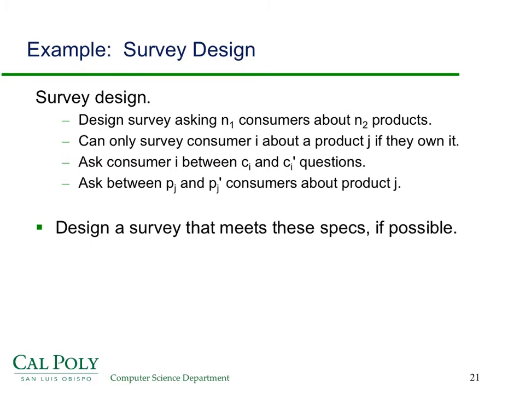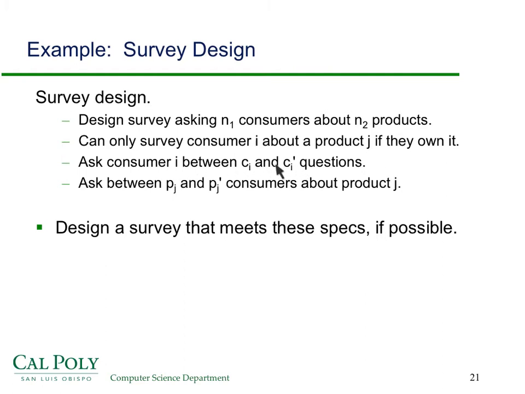So here we want to design a survey, and we're going to ask N1 consumers about N2 products. So in other words, just think of a company and they've got lots of different products that they sell, maybe Starbucks or something, and you want to do a survey on how satisfied the consumers are with the different products. But as with most surveys, you want them to be relevant to the consumer. So you can only ask a consumer about a product if they own it or have used it. And you don't want the survey to be too long.